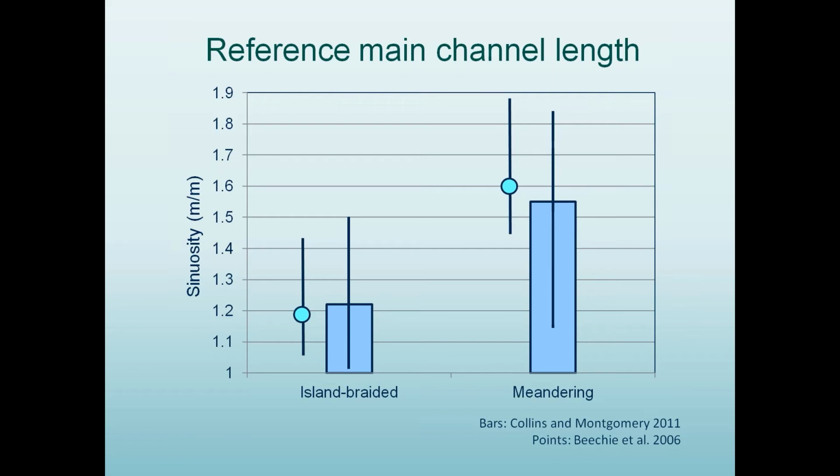So we use this value when we're looking at channels that have been straightened and we don't have a historical map that shows us how much sinuosity was there historically. We use these reference values to estimate how much channel we think might have been there before and compare that to the length that's there now.